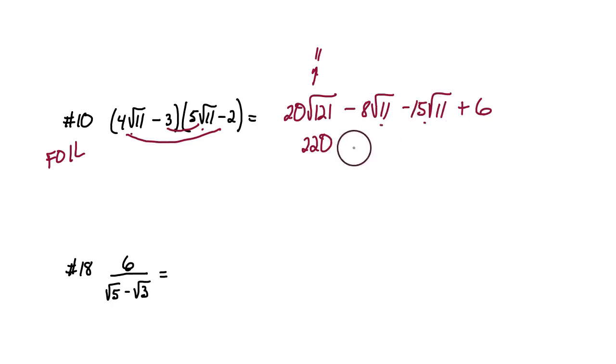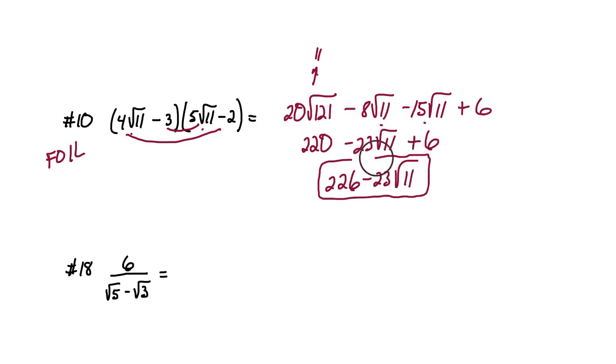These can be combined together to negative 23 square root of 11. And there's still a plus 6. Finally, 220 plus 6 is 226. So here's our simplified form.